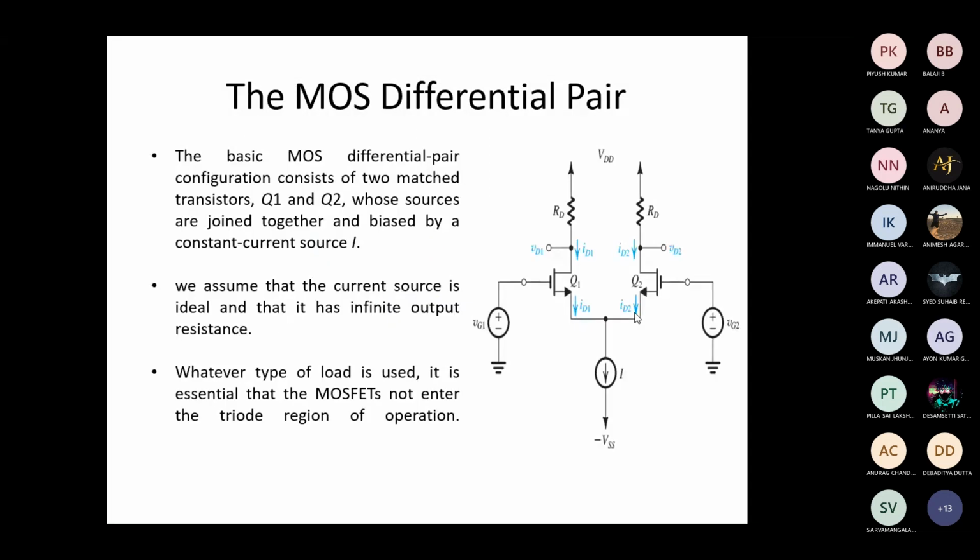This is the general explanation given. The basic MOS differential pair configuration consists of two matched transistors, Q1 and Q2, whose sources are joined together, and it is biased by a constant current source I. So we have connected both source terminals together, and it is biased by a constant current source I. We assume that the current source is ideal and it has infinite output resistance. So this current source should have infinite output resistance. And whatever type of load is used, it is essential that the MOSFET does not enter the triode region of operation. So we are going to consider the MOSFET operating in the saturation region.